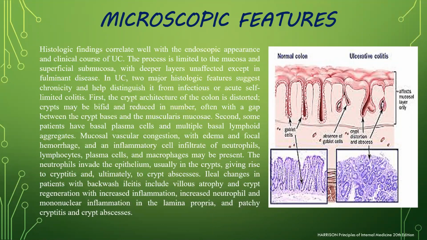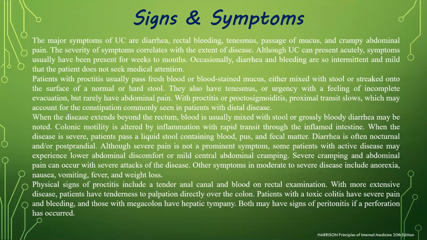Mucosal vascular congestion with edema and focal hemorrhage, and an inflammatory cell infiltrate of neutrophils, lymphocytes, plasma cells, and macrophages may be present. The neutrophils invade the epithelium, usually in crypts, giving rise to cryptitis and ultimately to crypt abscesses. Ileal changes in patients with backwash ileitis include villous atrophy and crypt regeneration with increased inflammation, increased neutrophil and mononuclear inflammation in the lamina propria, and patchy cryptitis and crypt abscesses.